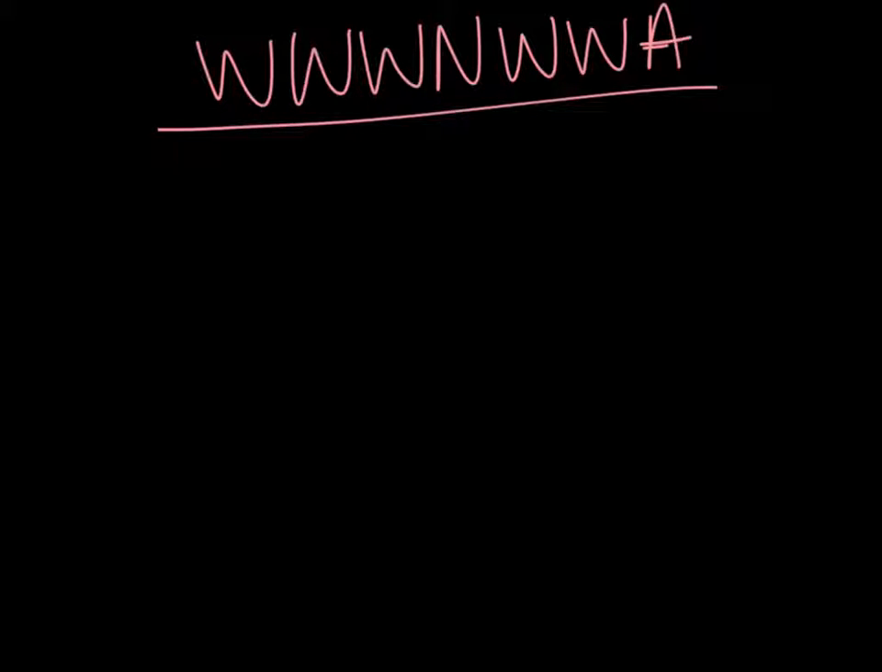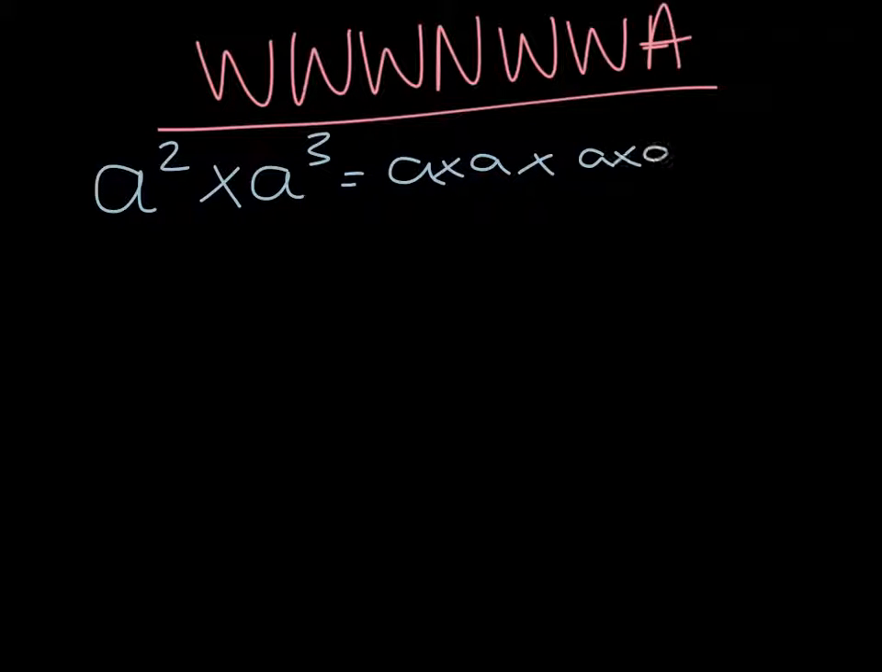Finally then we'll have a quick look at what works with numbers also works with algebra. So use all 3 operations. If we had a squared times a to the 3, that would be a times a times a times a times a. That's a squared times a cubed, which is a to the power of 5.